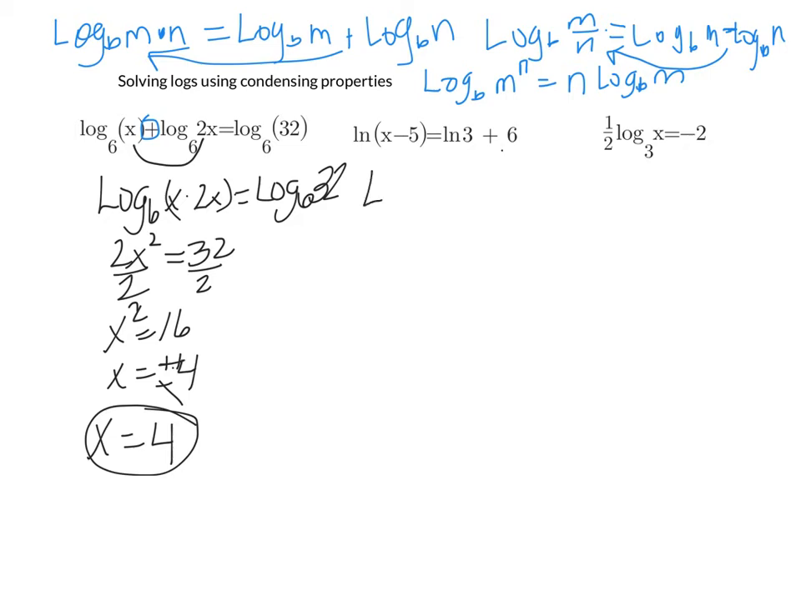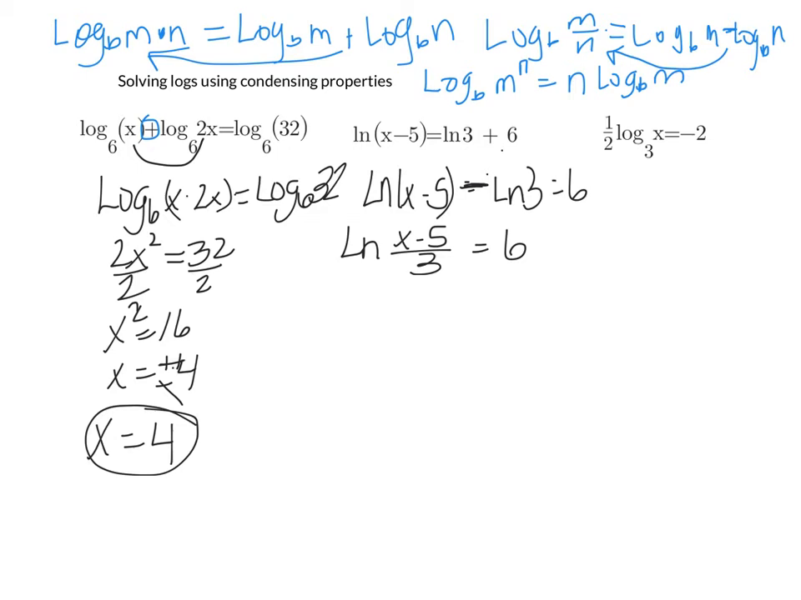And I get ln of x minus 5 minus ln 3 equals 6. And then I can use my quotient property and write this as a quotient. Ln of x minus 5 over 3 equals 6. And now I need to either exponentiate or rewrite it as an exponent. I'm going to choose to rewrite it as an exponent.